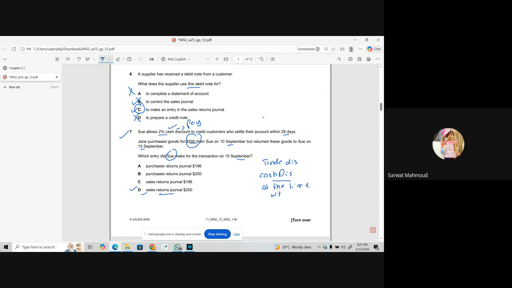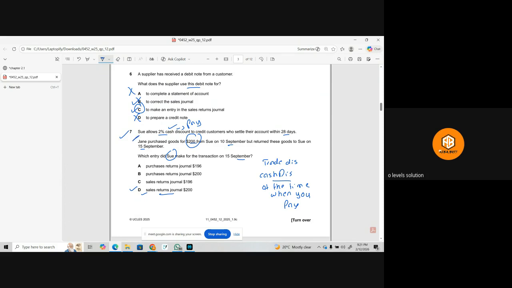But then they should have mentioned it's on credit, but they did not mention it's on credit. Credit means that they bought the goods on credit and did not pay cash. Even if they are not saying this, they already told us about the credit customers, and that if credit customers pay within 28 days, they will get the cash discount. But the thing is that she is not paying anything, she just returned the goods.